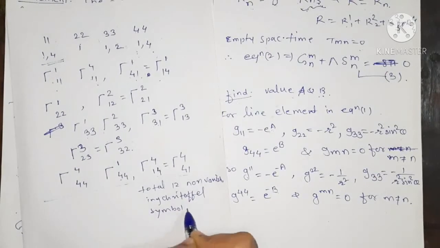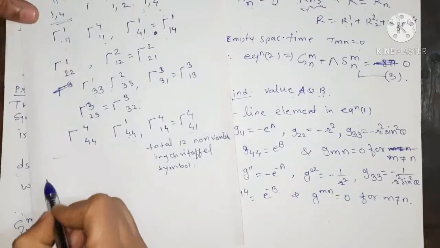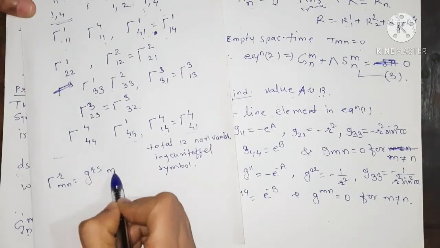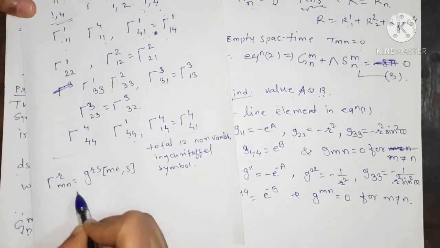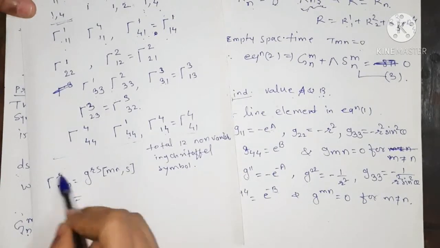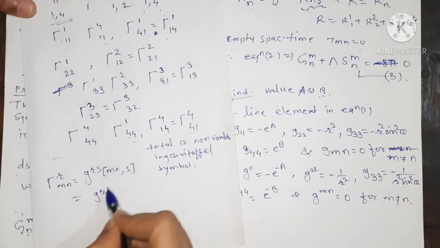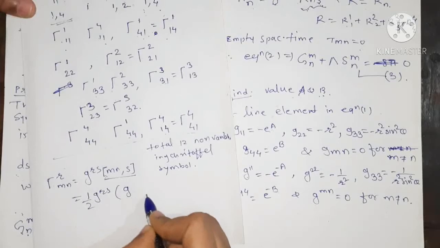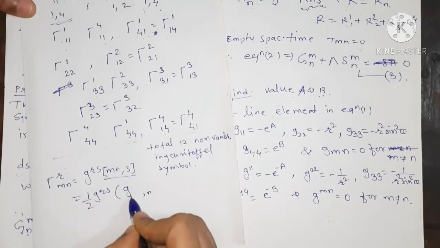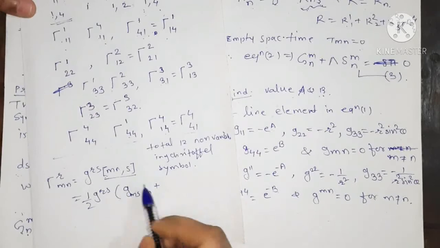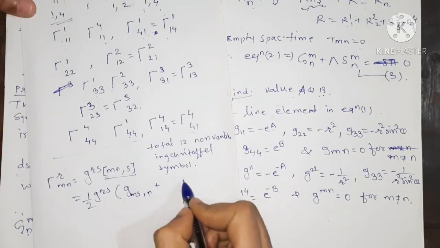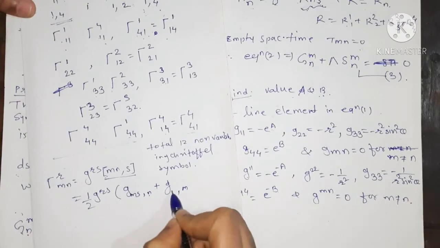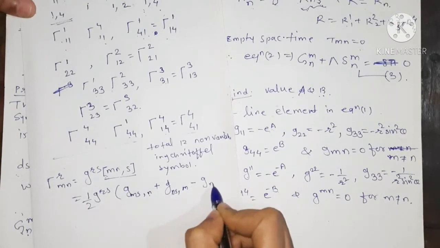And these can be calculated from the formula gamma of r m n, which is equal to G r s times the Christoffel symbol of the first kind in bracket m n, s. That is equal to G r s times half of G m s comma n plus G n s comma m minus G m n comma s.